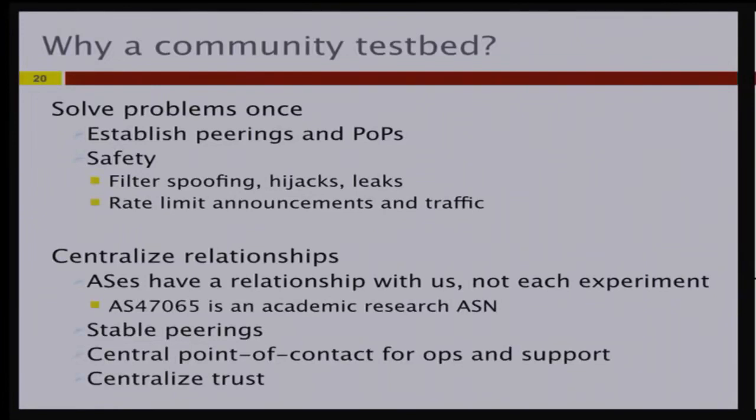By providing this central testbed, we only have to establish these peerings once, and we can also put in place safety filters to prevent bad traffic or bad routes, hijacks, spoofing, things like that. We can also put in place rate limits on announcements and traffic. And this also allows us to centralize relationships. So other ASs only need to peer with our testbed. They don't need to know anything about the individual experiments. They just need to know that our ASN is an academic research one. And this lets us keep stable peerings that don't come and go as different experiments run. It also gives a central point of contact for operations and support.